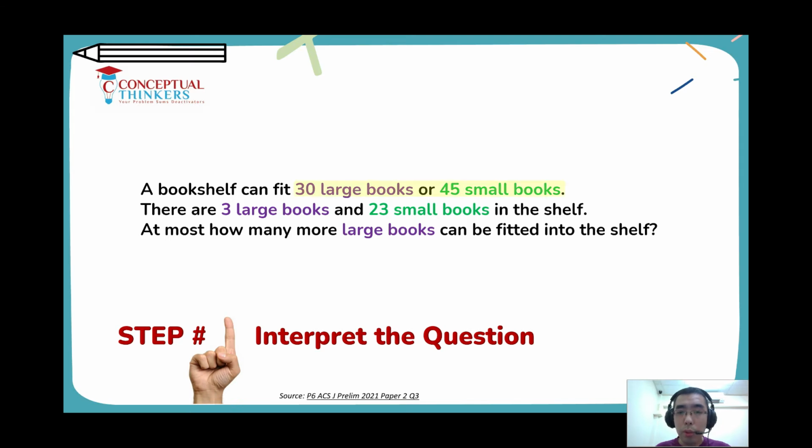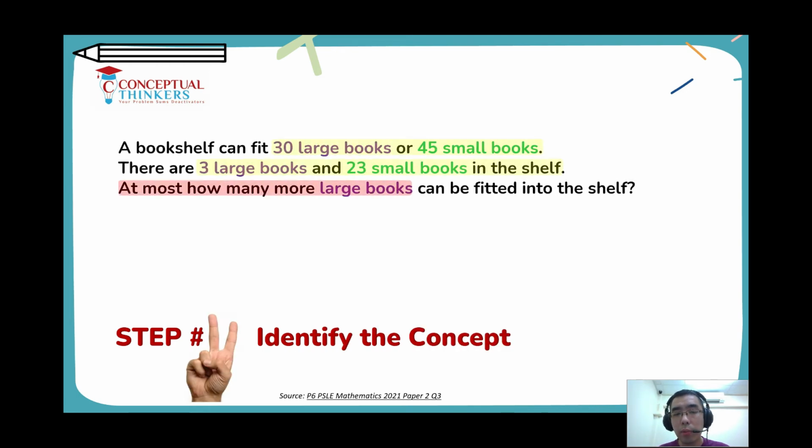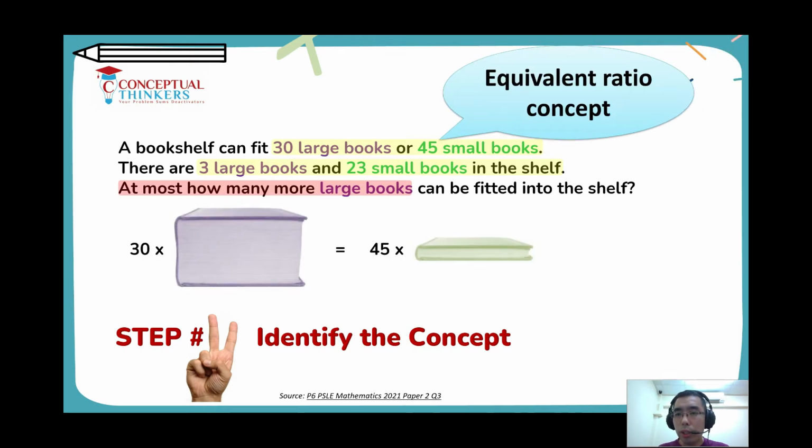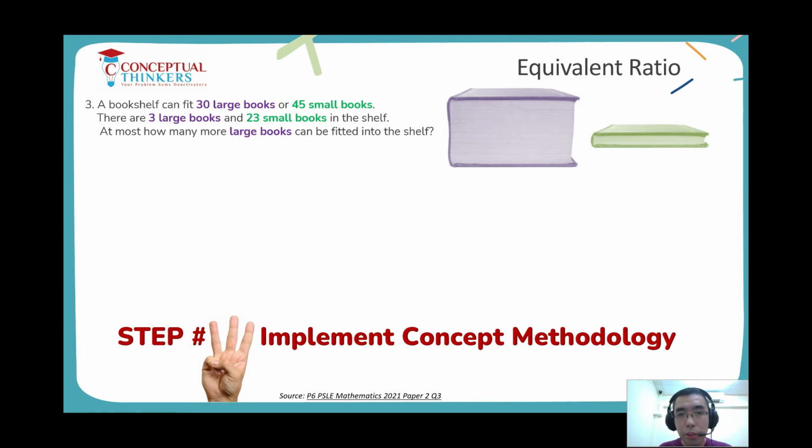So we need to first identify all the key phrases and understand what the question is asking for. Then, after highlighting the key phrases, we will need to do our second step, which is to identify the concept. So we know that 30 large books will be equal to 45 small books. Hence, they actually want us to solve this question under the equivalent ratio concept. So I'm going to explain to you how we actually implement the methodology.